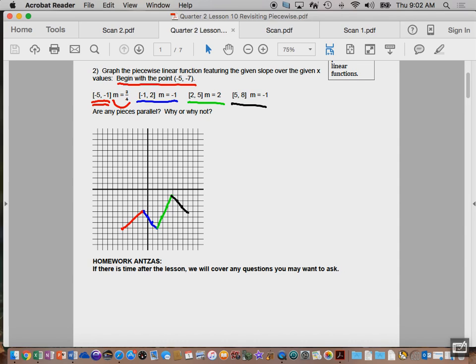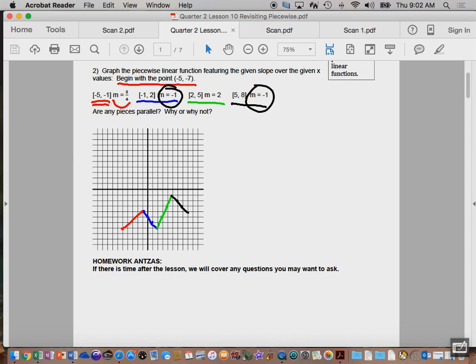Now, are any of those sections parallel to each other? Anthony, what do we got? Well, we got negative 1 to 2, and 5 to 8. That's right. The section from negative 1 to 2 and the section from 5 to 8. The reason why those are the only ones parallel is because, like you said yesterday, the slope has to matter. Perfect. The slopes are exactly the same. The slopes are negative 1.